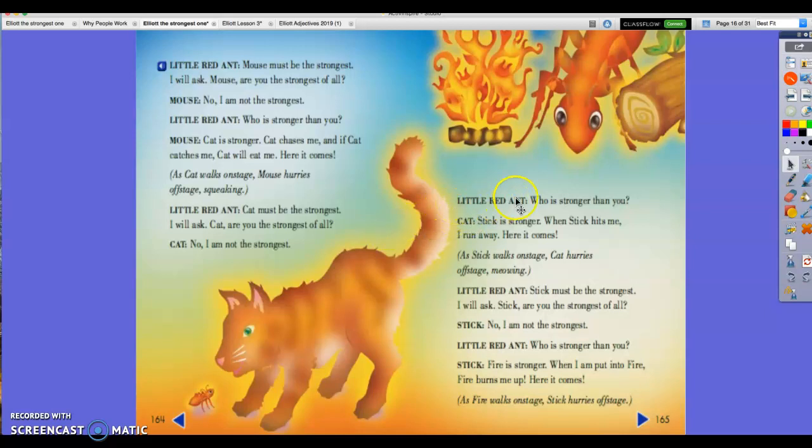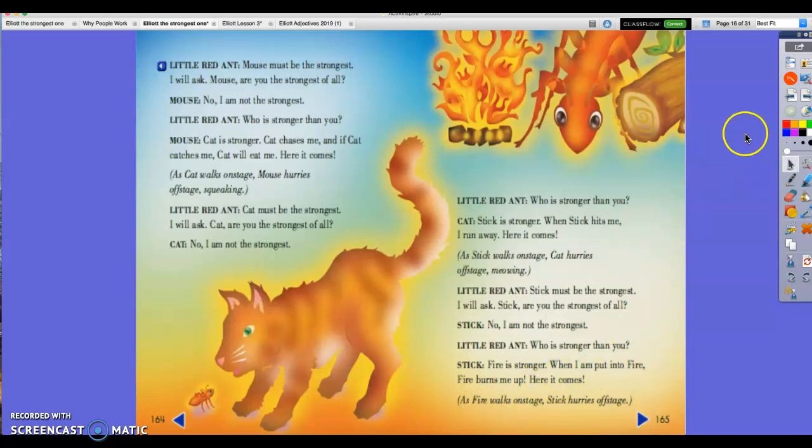Okay, so Little Red Ant asked Cat, who is stronger than you? Cat said, Stick is stronger. And then guess what Little Red Ant did? Well, the stick must be strongest. I will ask, Stick, are you the strongest of all? Then the stick answers, No, I'm not the strongest. Who is stronger than you? Little Red Ant said. Stick, fire is stronger. When I am put to fire, fire burns me up.